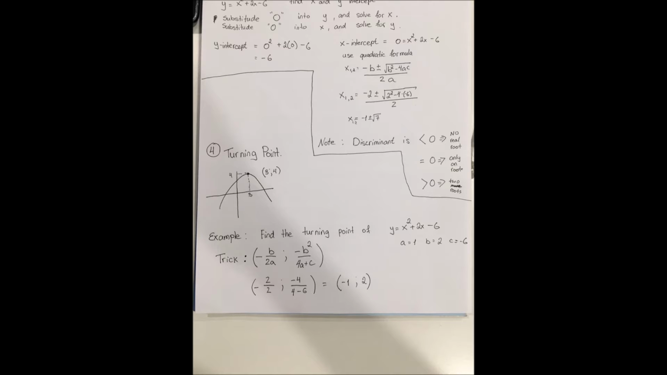The example says find the turning point of this graph. So if you look at the equation, we can see that our a is 1, b is 2, and c is negative 6. So we just substitute those a, b, c into our formula and we get the coordinates of our turning point. For this example, the turning point is located at x coordinate negative 1 and y coordinate is 2.